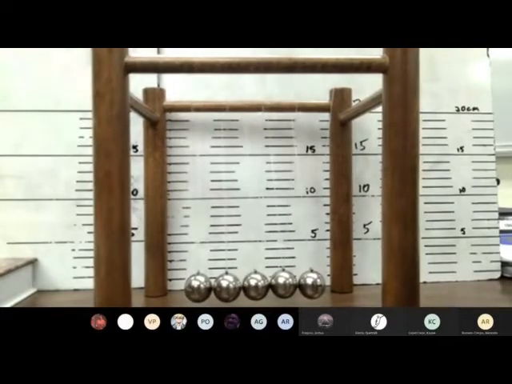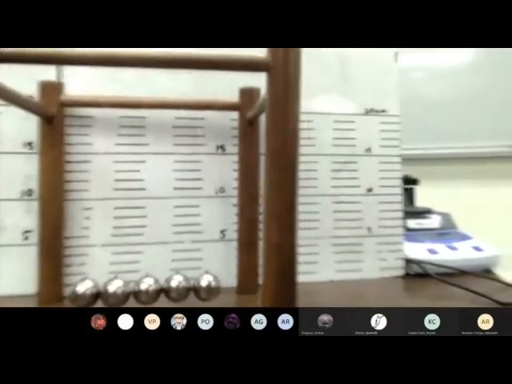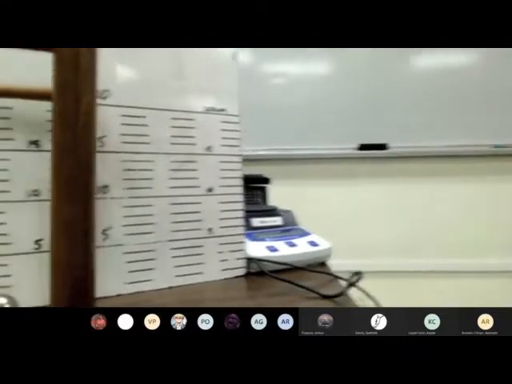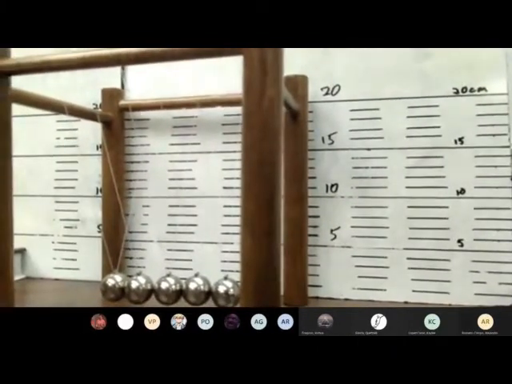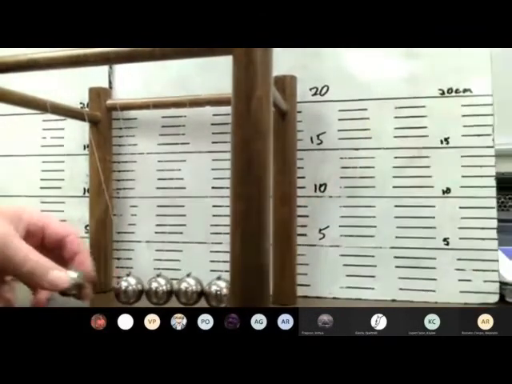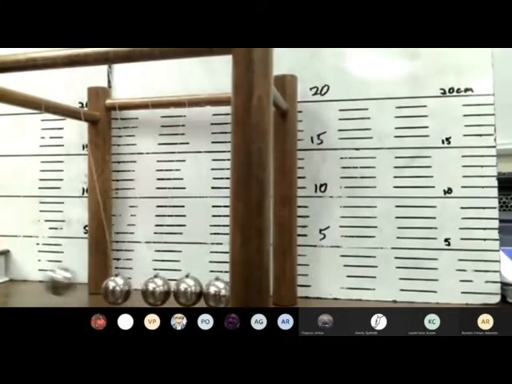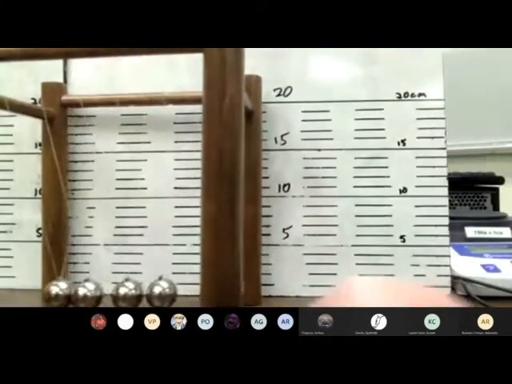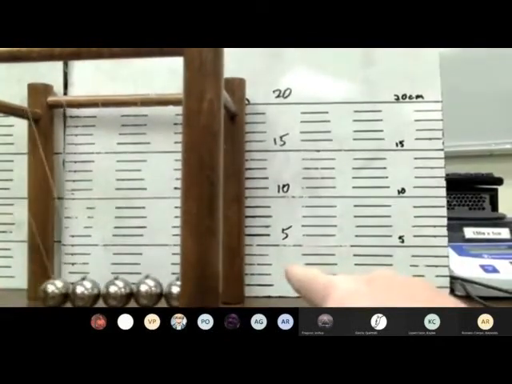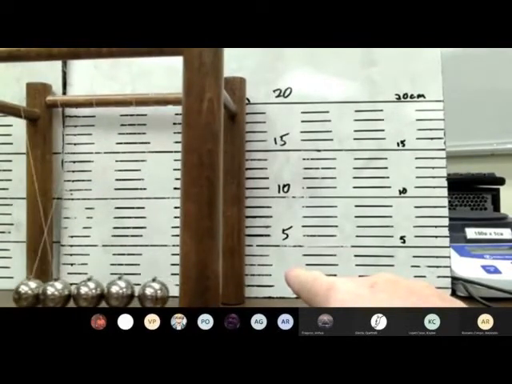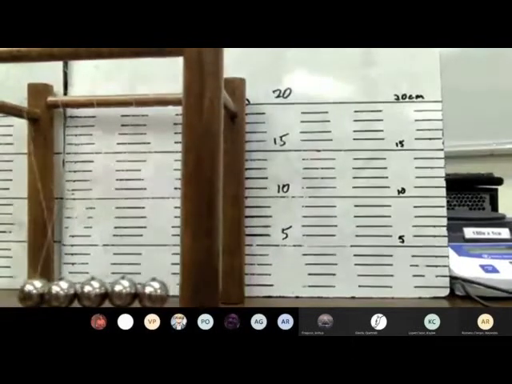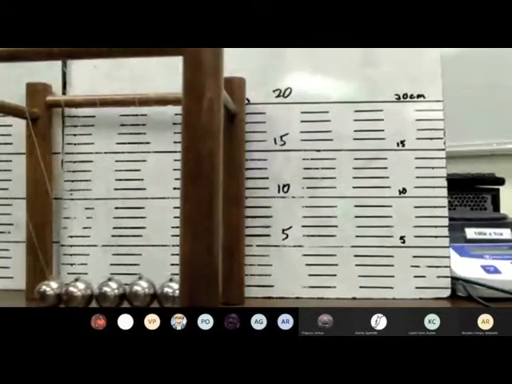All right, so I'm going to move this over a little bit so you can really see the response measurements. That's better. So when the ball comes over here, I'm going to release it from this side, right? And then your goal is to measure how high it swings on this side. And then you're going to record that response height back on your paper. So you're going to go back and forth between this view and your paper.